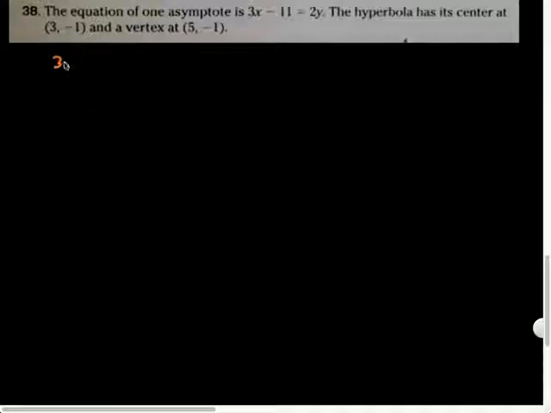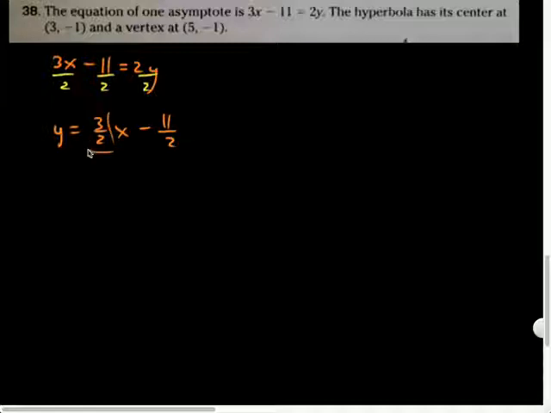So the equation of one asymptote is 3x minus 11 equals 2y. Let me actually solve this for y. So I'm going to divide everybody by 2, and that's going to put it in slope-intercept form. So I'll flip it around. Y equals 3 halves x minus 11 halves.